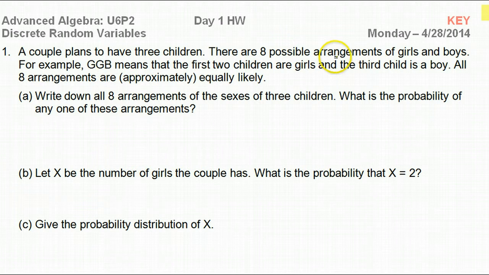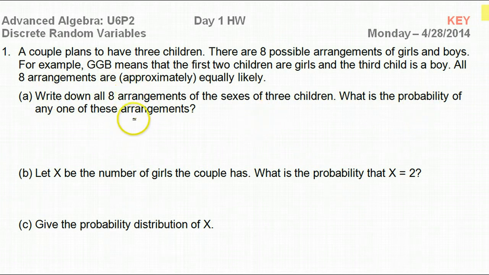Okay, so a couple plans to have 3 children. There are 8 possible arrangements of girls and boys. For example, GGB means that the first 2 children are girls and the third is a boy. All 8 arrangements are approximately equally likely. Write down all 8 arrangements of the sexes of the 3 children. What is the probability of any one of these arrangements?